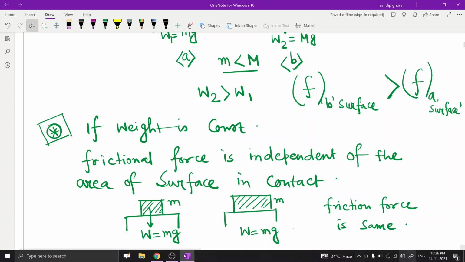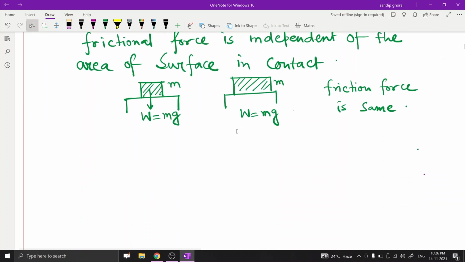As we can see for two cases, if we take this as second and this as first, then for the second case the area of surface in contact with the surface is more than the first one, but the total mass is same, so we can say the weight of the two bodies for two different cases is same. That means if the surface is constant or same, then frictional force is obviously same. So frictional force does not depend on area of surface.